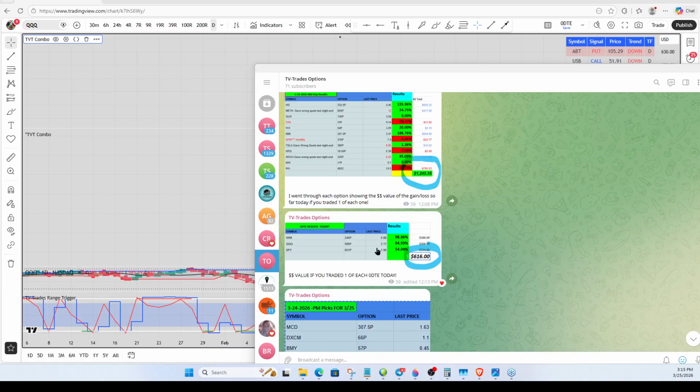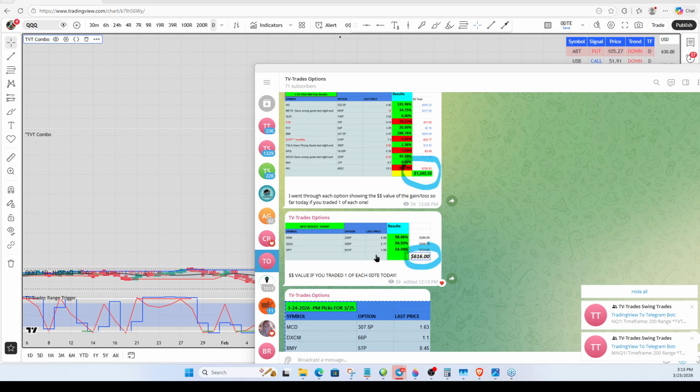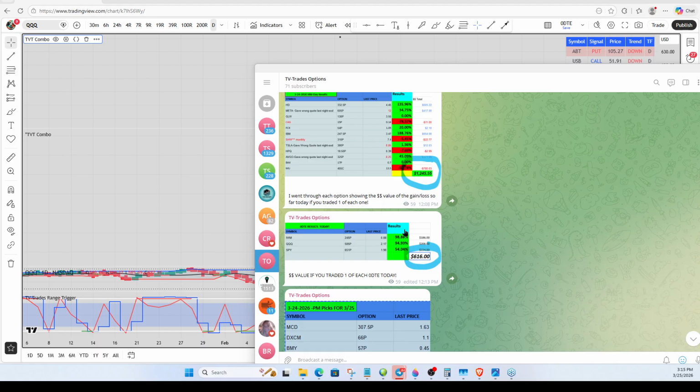You'd have to have like $500 to be able to trade all of them at the same time. But back to that one subscriber who asked about having $5,000, if you traded more than one of each of those, you could have traded 10 of each of those, and then that number would be $6,160. And that's for the 3 hours worked.